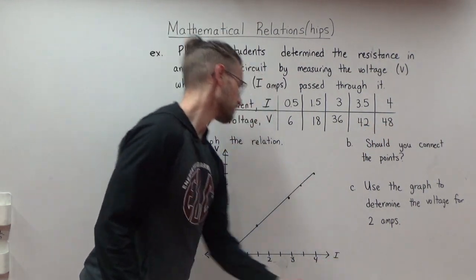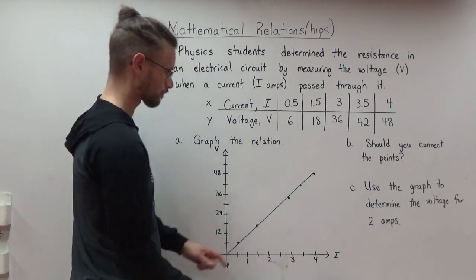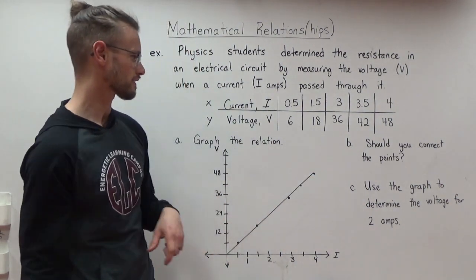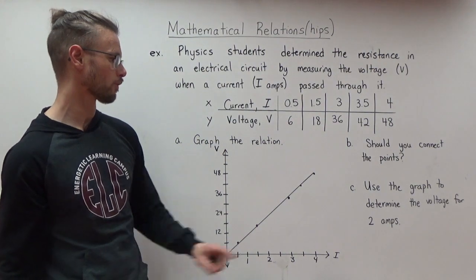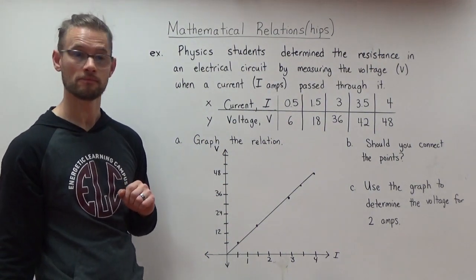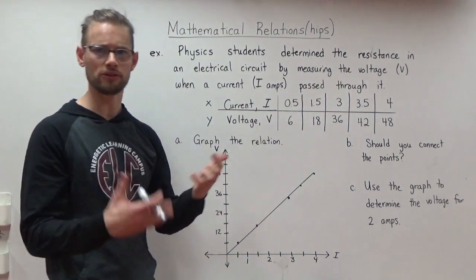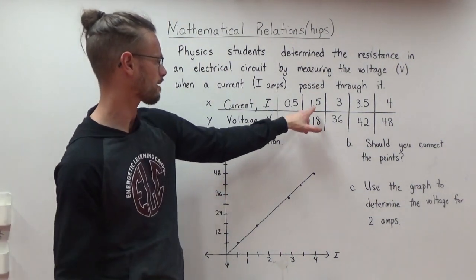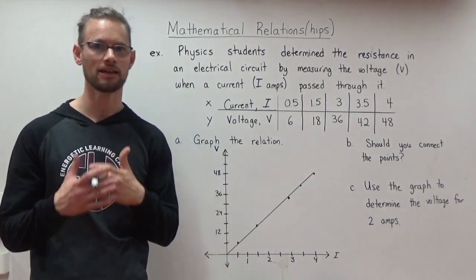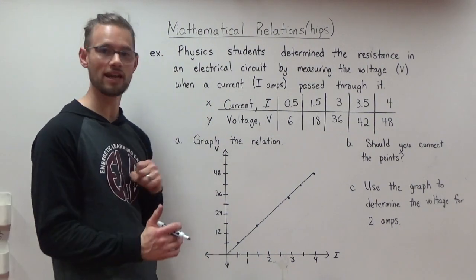So, the reason why I'm connecting these is because, for example, it says on letter C, use the graph to determine the voltage for 2 amps. Now, many of you would look at this table and say, well, that's easy. I'm going up every half, I'm going up by 6. Absolutely great. Using the table is good.